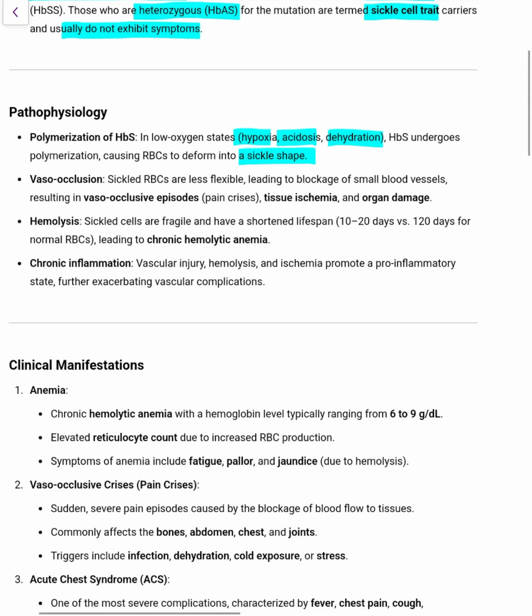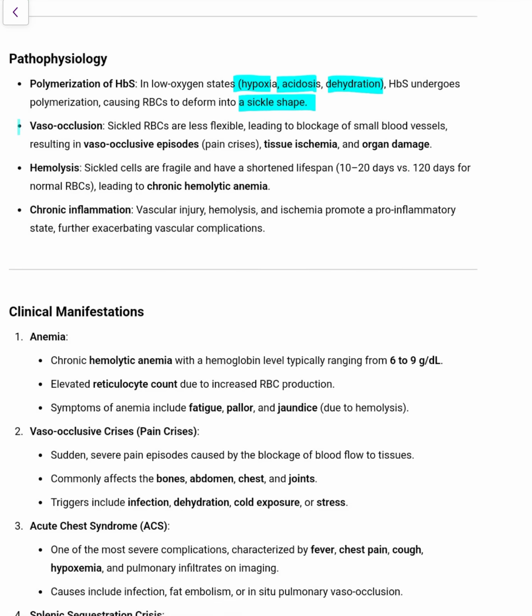Okay, now the sickle shape will cause vaso-occlusion. The sickled RBCs are less flexible. Okay, they will cause blockage in the small blood vessels, resulting in vaso-occlusive episodes like pain, tissue ischemia, or organ damage like stroke. Okay, hemolysis will be there, as we know that sickle cells are very fragile, as I said, and they have a shorter lifespan, only 10 to 20 days. Normal RBC lifespan, as we know, is 120 days, isn't it? Which will lead to chronic hemolytic anemia and its presentation.